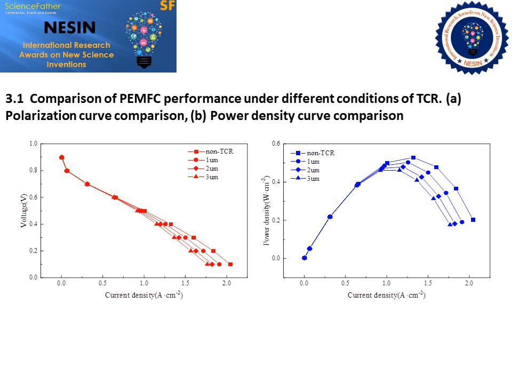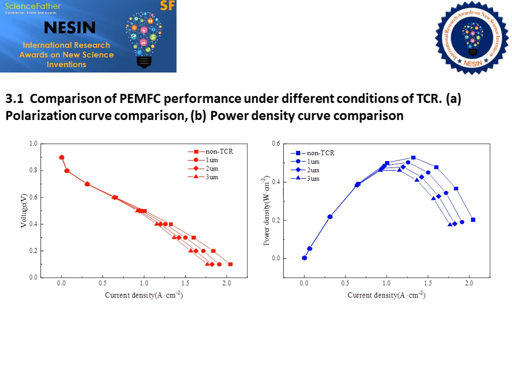Under the output cell voltage of 0.3 V condition, when the surface roughness of PEMFC components equals 1, 2, and 3 μm, the performance of the cell decreases by 6.56, 12.46, and 17.17% respectively.